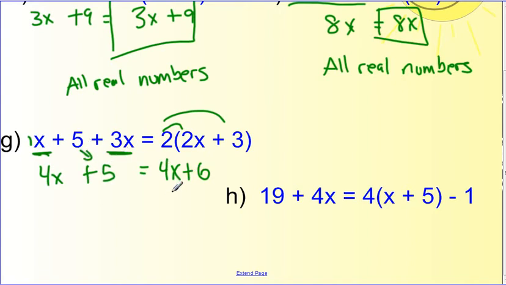All right. Now, I've got the same variable on both sides. This is not the exact same thing. I've got a plus 5 here and a plus 6 there. So if I minus 4x, cancel, cancel, 5 equals 6. Nope, no solution.